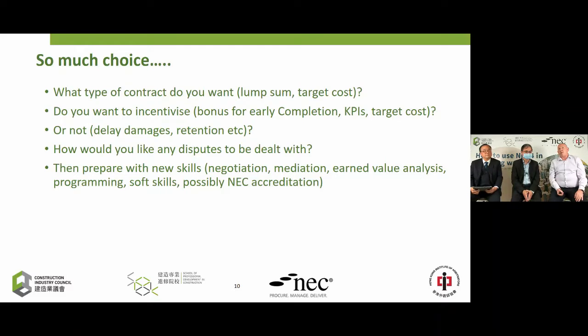So decide what you want to incentivize. What is important to you as a client? Is time of the essence? Is money the most important thing? Is quality the most important thing? A lot of clients have said to me in the past, I want a fabulous building tomorrow and pay nothing for it.